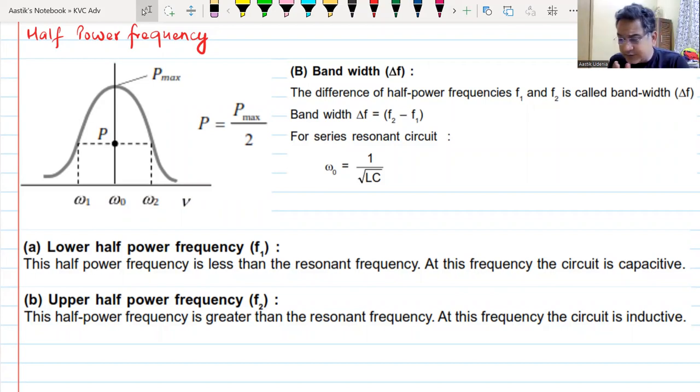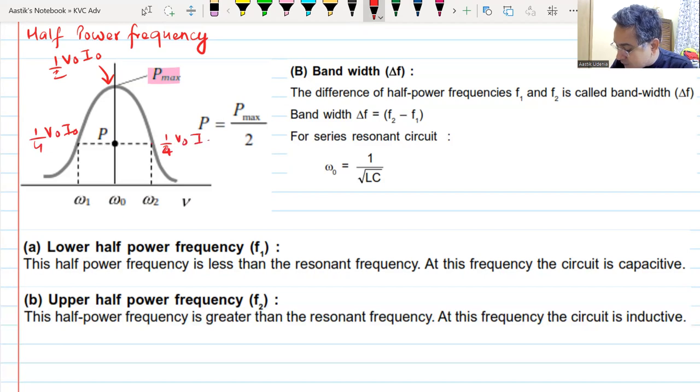Then if you draw the graph of power with frequency or omega, we will see that at resonance, the power is maximum. And this maximum power, we have already written the formula for. What was the formula for this maximum power? Do we remember this? This maximum power was half V naught into I naught, or VRMS into IRMS. There are 2 points where your power becomes half. At this point, the power is 1 by 4 V naught I naught. At this point also, the power is 1 by 4 V naught I naught.